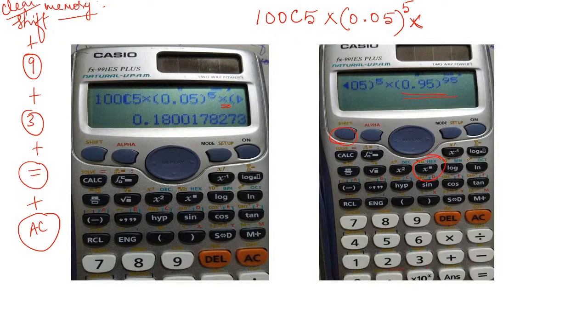Now you press equal to. What is the value you are getting now? Press equal. It will take little time. No problem. Please wait. It will take 30-40 seconds. Wait and check the values and post the values now. What is the value you got?